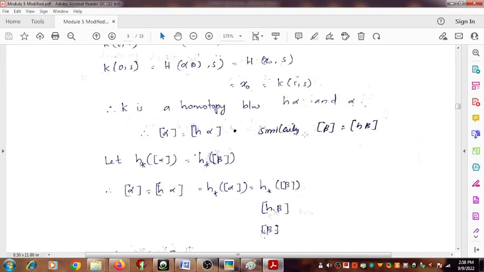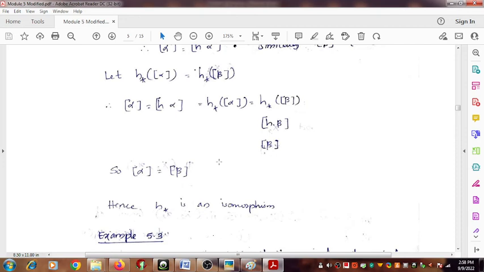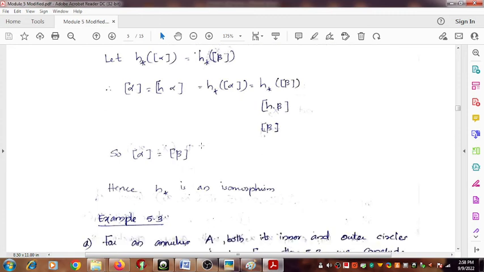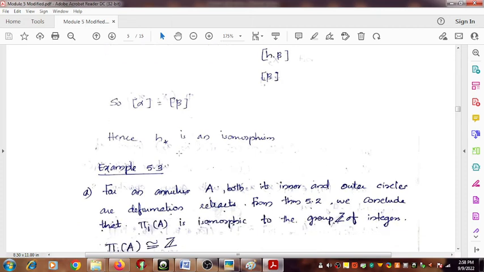So whenever class alpha and class beta are two members of the first fundamental group such that their images are equal in the second fundamental group, these two members cannot stand as different. That means they automatically become equal, and thus we get that h star is 1-to-1. Finally, combining all these, we can say that h star is an isomorphism.